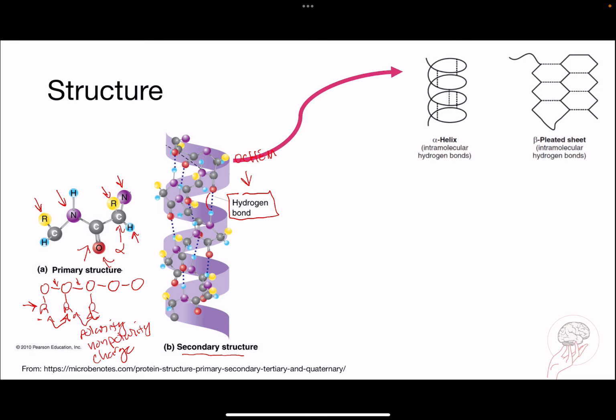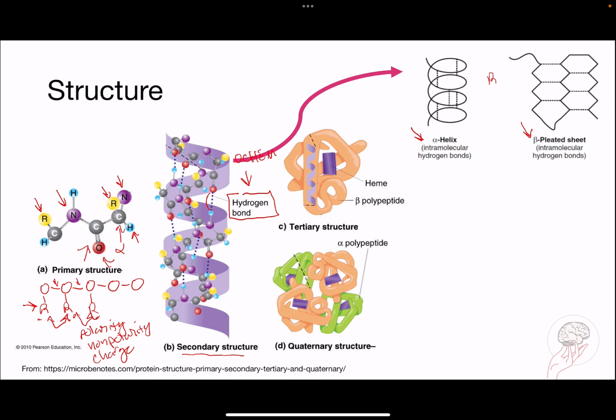And there's two classical shapes. Often, proteins will create an alpha helix structure, or they'll create a beta pleated sheet. And again, this just depends on the R groups. When we have multiple secondary structures, so you can have an alpha helix in one part and a beta pleated sheet in a different part, you get the tertiary structure.